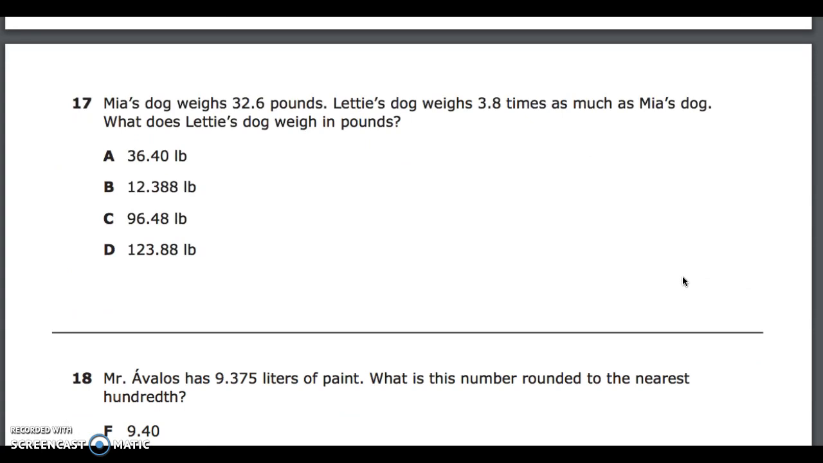Number 17. Mia's dog weighs 32 6/10 pounds. Letty's dog weighs 3 8/10 times as much as Mia's dog. What does Letty's dog weigh in pounds?